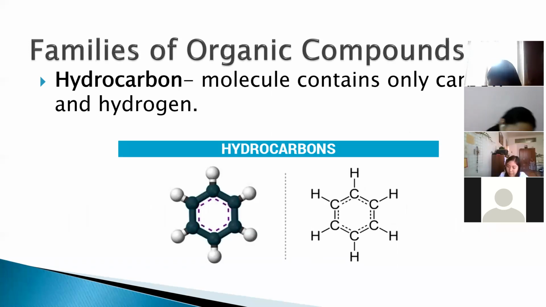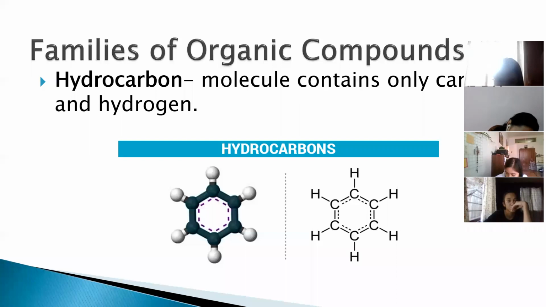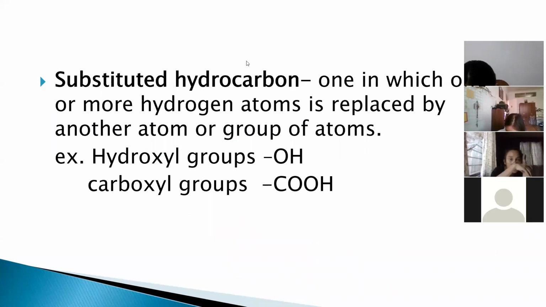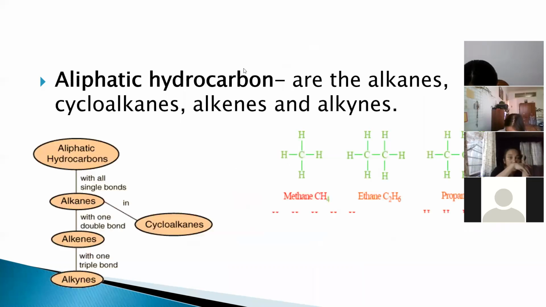Okay, so let's continue. Let's start with the first family of the organic compounds. We have the hydrocarbons. From the name itself, hydrocarbons, these substances, these chemical compounds only contain hydrogen and carbon. Ano lang, hydrogen and carbon lang talaga ang content nila. Okay, that's hydrocarbons. Now we have types of hydrocarbons. The first one is called substituted hydrocarbon.